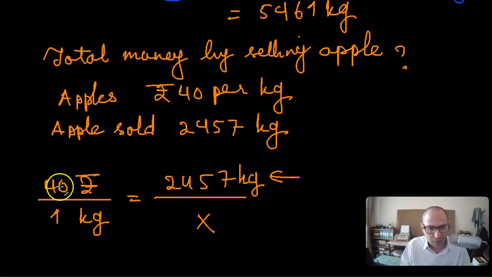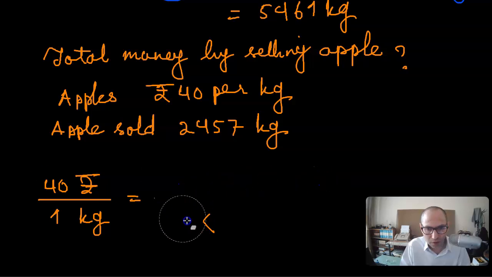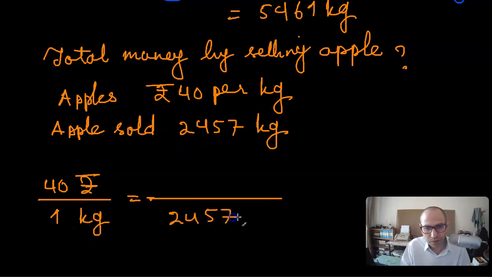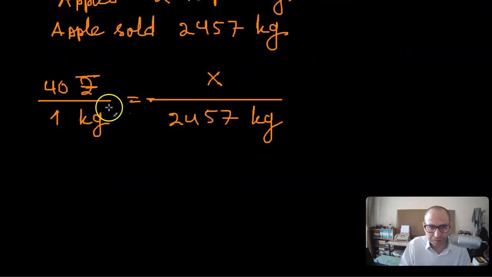So here I have written 40 rupees per 1 kilo is the same as how many kilos per what, which is not right. So I have to write this as 40 rupees per 1 kilo, and then that's 2,457 kilo, and then here what, meaning x. And the meaning of this is 40 rupees per 1 kilo is what to 2,457 kilos, right? So that's the meaning of what I have written. And now it's okay. I mean, it is correct.